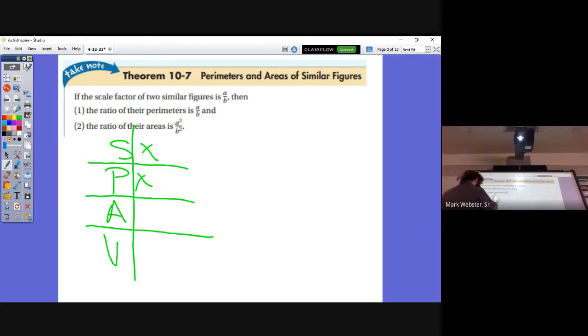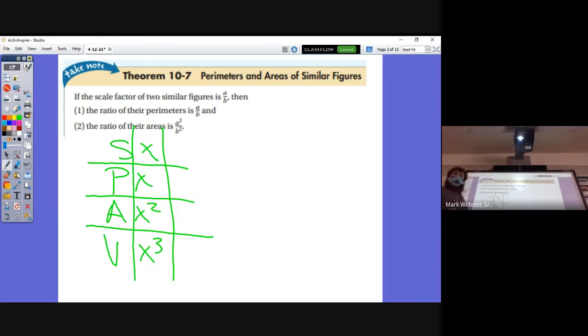So, scaling factor, perimeter, each of them are one dimension. That's why it's just an X. Area, 2 dimensions. So instead of X, it's going to be X squared. And then volume, 3 dimensions, so we're talking X cubed.